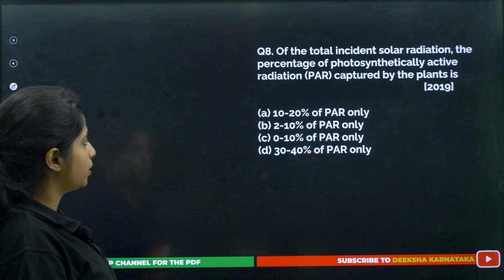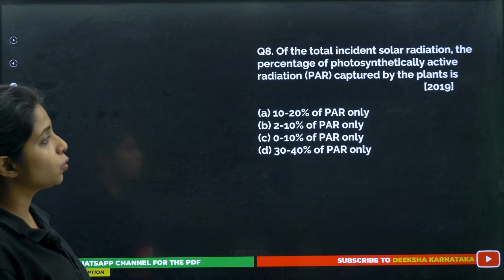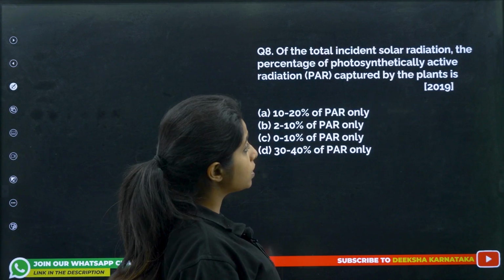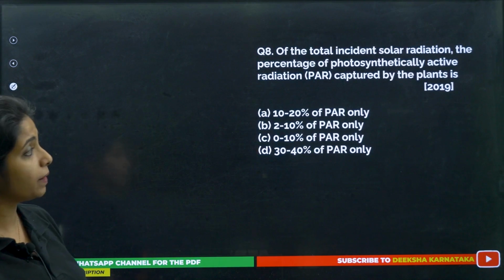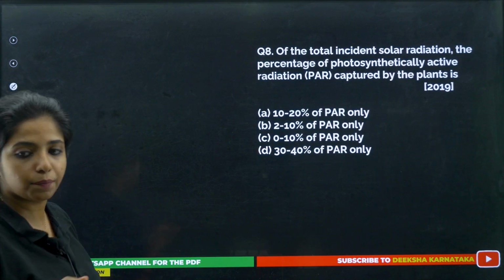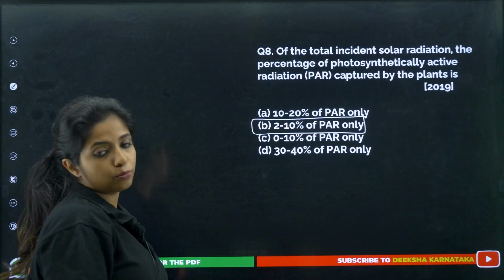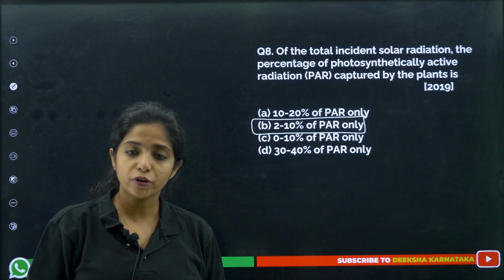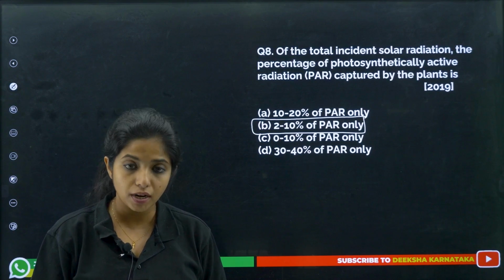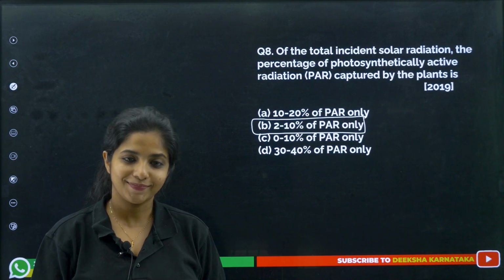Next, of the total incident solar radiation, the percentage of photosynthetically active radiation captured by the plant is, how many times is this question being asked? 2019 again, 2 to 10% of PAR only. 2 to 10% of photosynthetically active radiation, my dear children, is being captured by the plants.